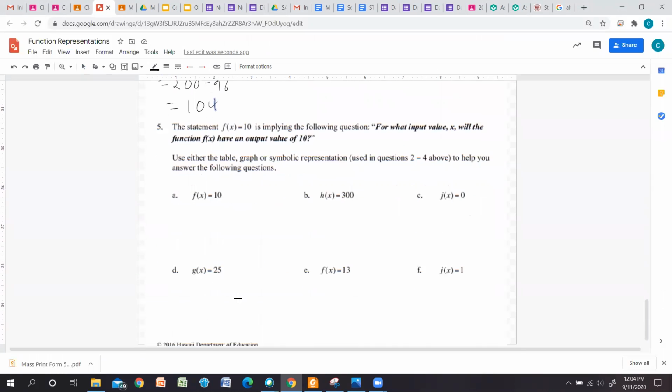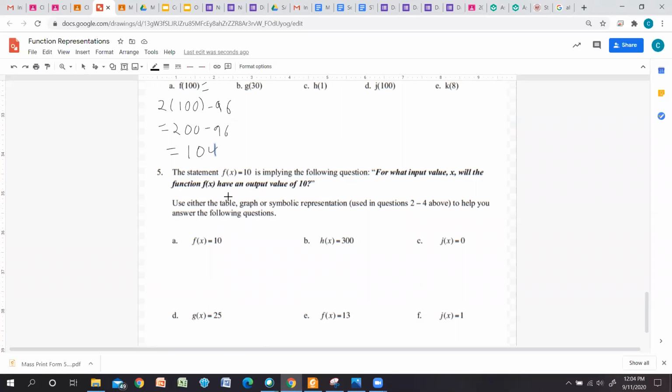For this one, for number 5, notice that they give you the output and you have to figure out the input. It's just the opposite. So if it's f, again, f of x equals 10. So you put 10 for the output, same thing. So 2x minus 96 equals 10. Add 96 to both sides. Equals 106. Divide by 2, and you get 53.